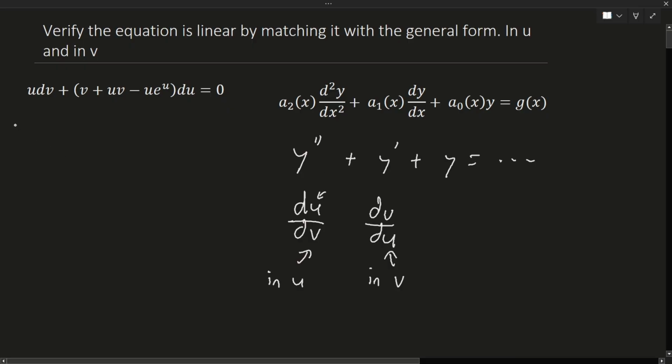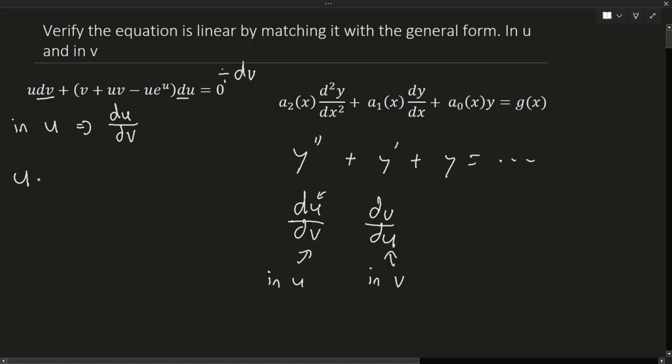So let's begin with evaluating this in u, okay? Therefore, you have to look for du over dv. Here we have dv and over here du, okay? So I'm just going to divide both sides of the equation by dv. 0 divided by dv, nothing happens, okay?